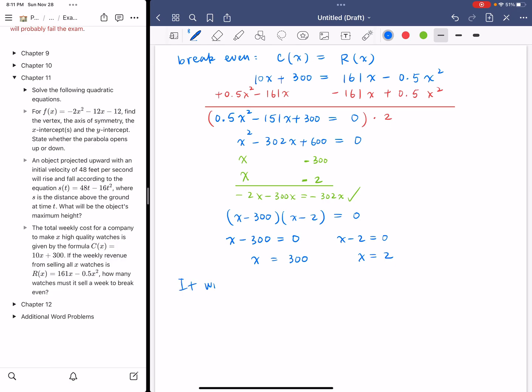So you could say it will break even when selling 300 watches or 2 watches a week. So as you can see, either one of them will work. And that's our final answer.